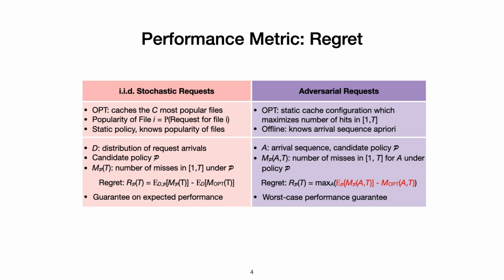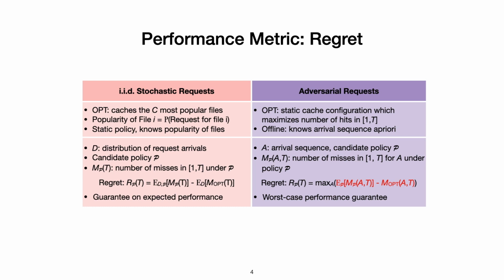For the adversarial arrivals case, our benchmark is the static cache configuration, which maximizes the number of hits in the first capital T time slots. Note that this policy can be implemented only if we know the entire arrival sequence a priori. Let A be an arrival sequence and P be a candidate policy. We first compute the expression in red. It is the difference between the number of misses under policy P up to time T for the arrival process A and the number of misses under OPT up to time capital T for the arrival process A. Regret is then defined as the maximum value this difference takes across all possible arrival sequences. It follows that the adversarial regret is a measure of the worst case performance of the candidate policy.